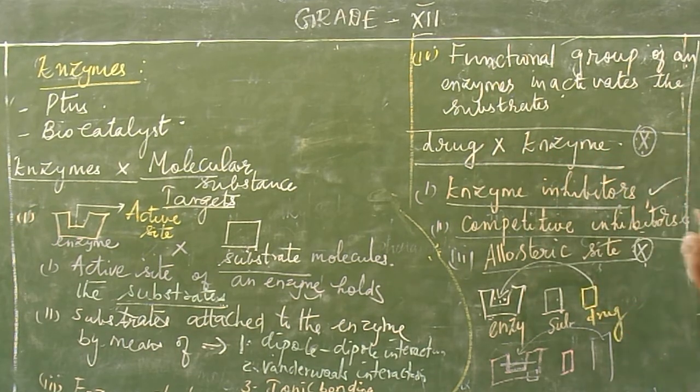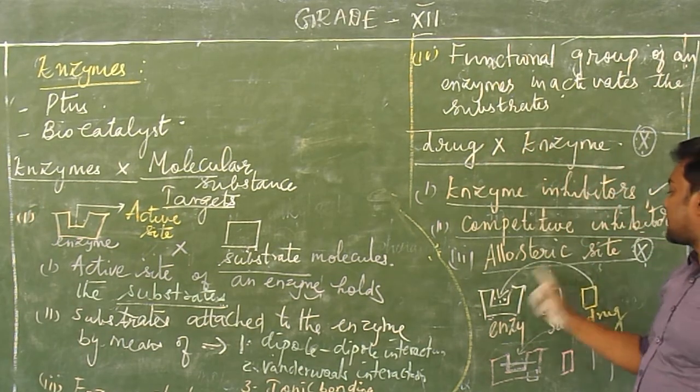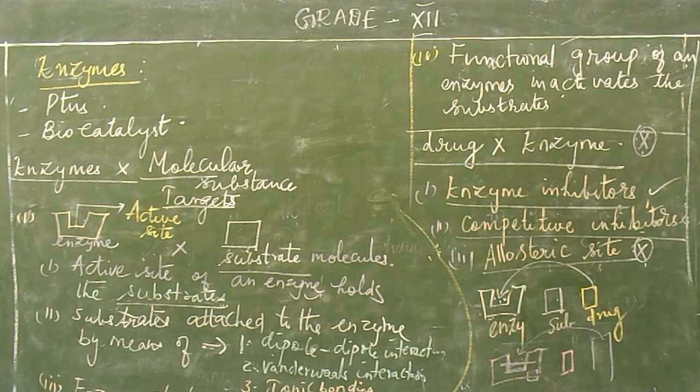Drugs can act as competitive inhibitors. Drugs can also act at an allosteric site. Can also act as what? Allosteric site. So this is drug-enzyme interaction.